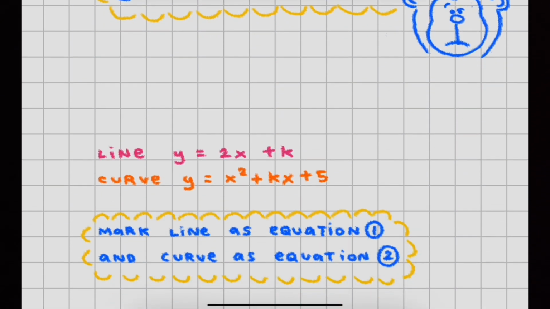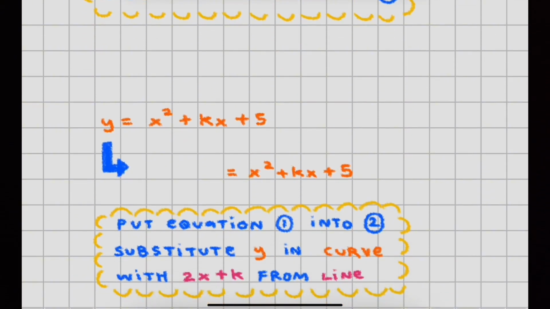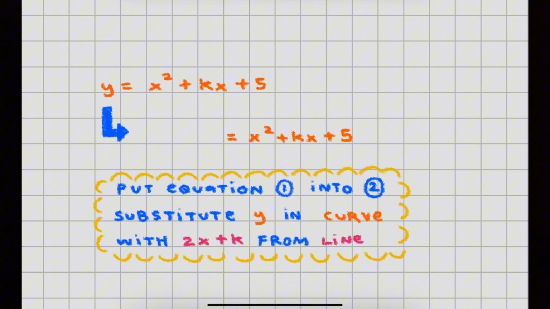So, first, we need to mark our line y equals 2x plus k as equation 1 and curve y equals x squared plus kx plus 5 as equation 2. Next, we'll put equation 1 into equation 2. Substitute y in curve with 2x plus k from the line. So, we'll put 2x plus k equals x squared plus kx plus 5.